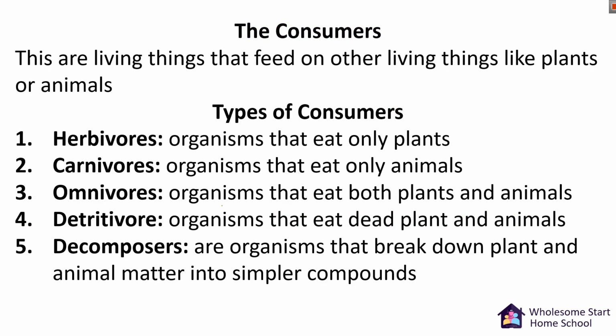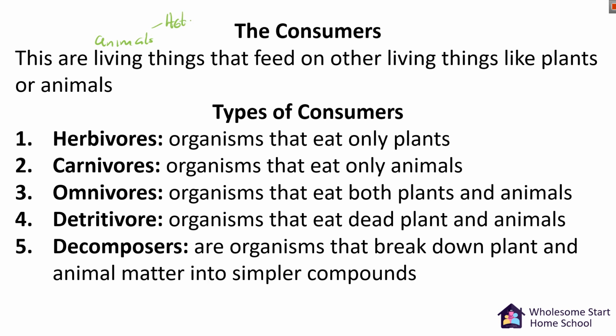Now we have the consumers. These are living things that feed on other living things like plants or animals. That's why you call them consumers: they consume something, they eat something. They don't produce on their own, and they are all animals. All animals are consumers. There is no producer among animals. No animal can produce its own food.